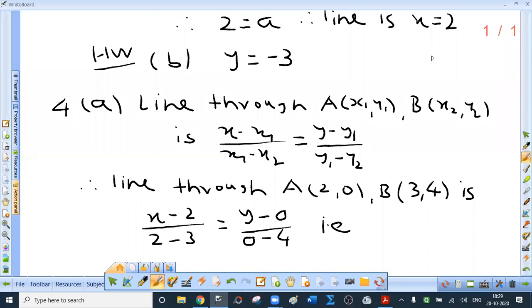Now fourth sum, A part. Find the equation of the line passing through the points A 2, 0 and B 3, 4. Here I have used the 2-point form. You may say we will find the slope first, and then using any one of the 2 points we will obtain the equation using point slope form. That is also correct, but you should know this form also. So tell me, what is the equation of the line on simplification? On simplification, you should get 4x minus y equal to 8.